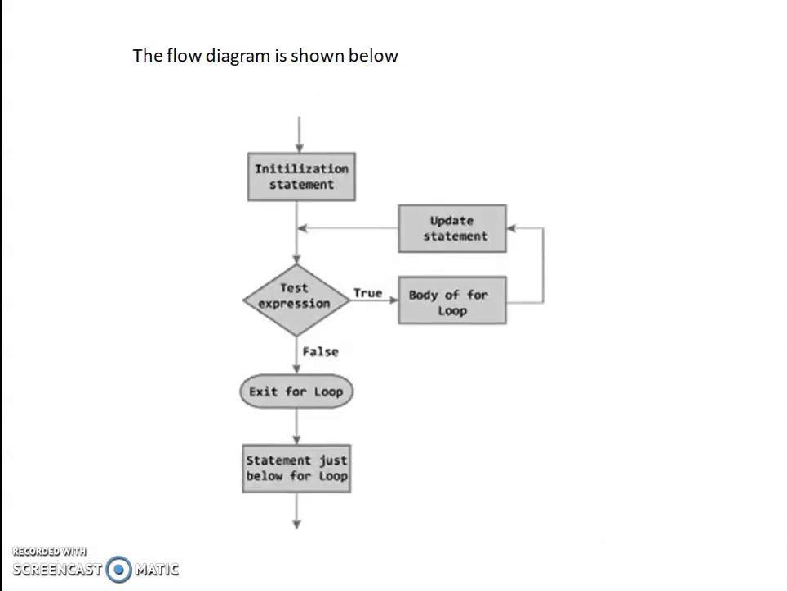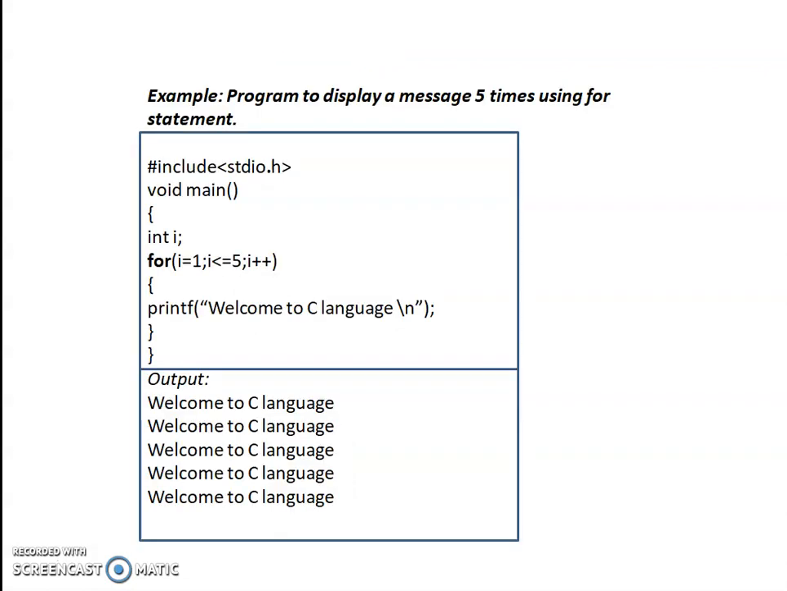You can see the flow diagram. In that you will have an initialization statement. After that you are going to test the expression. If the expression is true, the body of the for loop will be executed, and then immediately it goes to the update statement, and once the updation is done, again it is going to test the expression. It is going to continue like this. Once the expression is false, the condition is false, it is going to exit the for loop and then go on with the remaining part of the code. So this is the flow diagram or flow chart of the for loop.